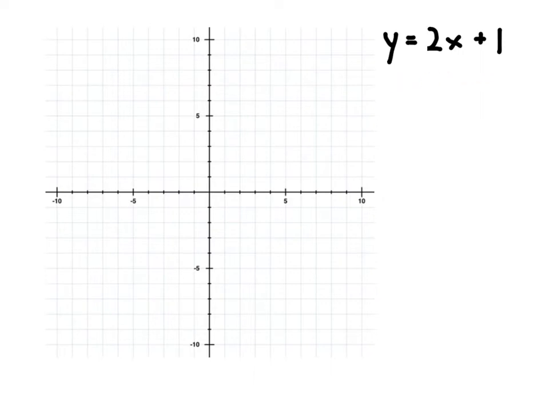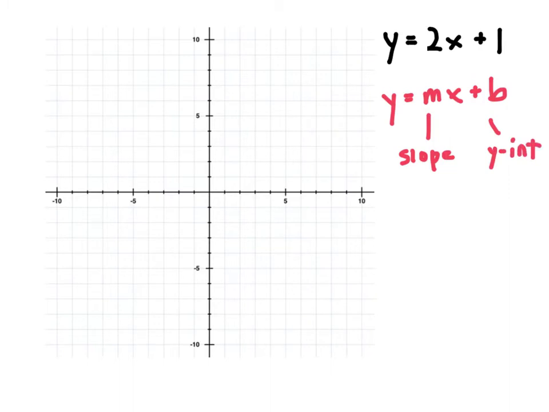So, quick review of the slope-intercept form. The general form for slope-intercept form is y equals mx plus b, where m represents the slope and b represents the y-intercept.